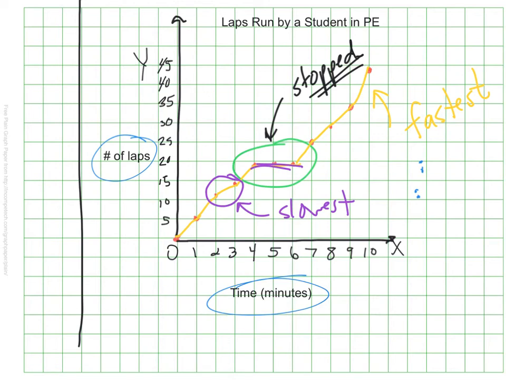The graph tells us a story. She started off pretty steady. She went a little bit slower here. She sped up again until she stopped. Then she continued on at a pretty good pace. And at the end, she seems to have sped up.